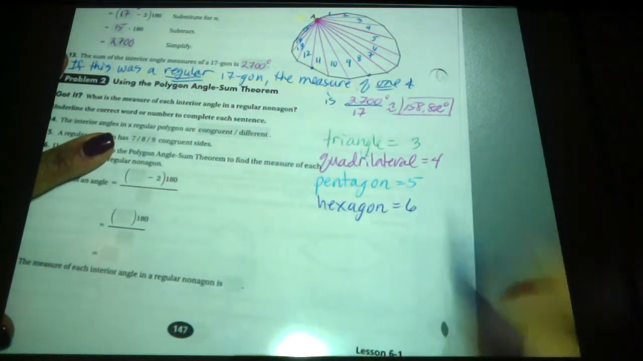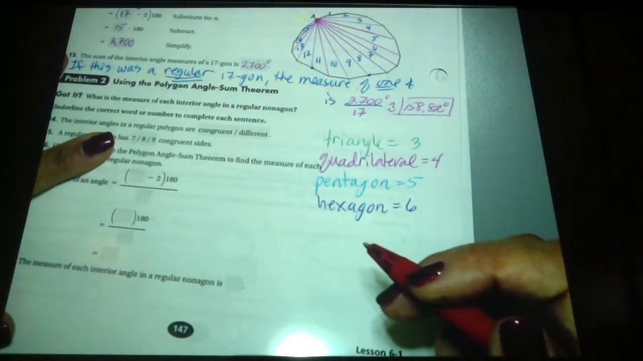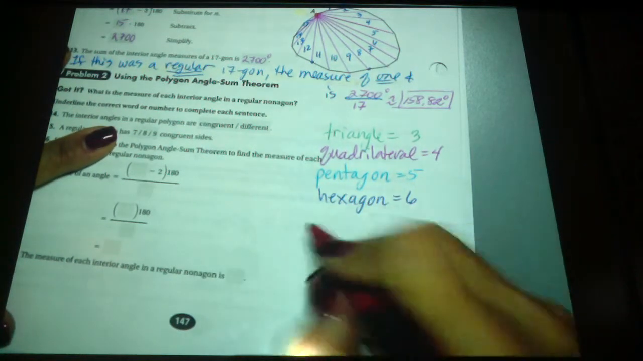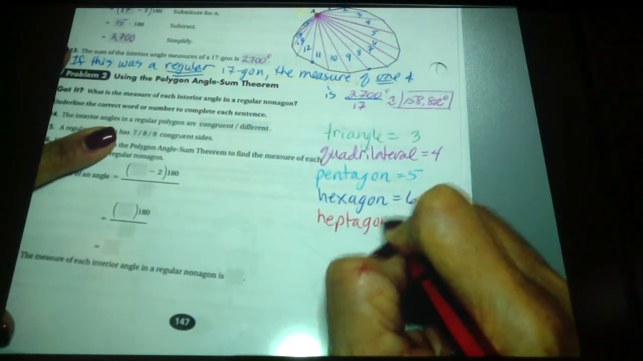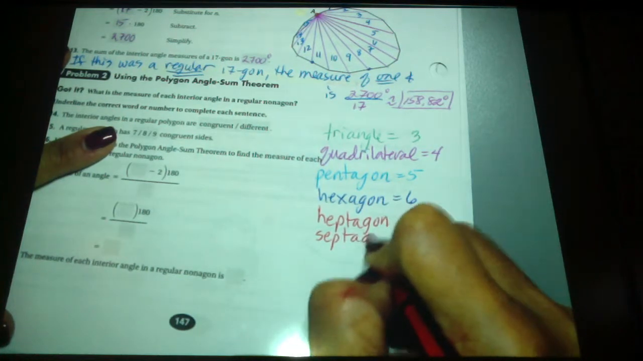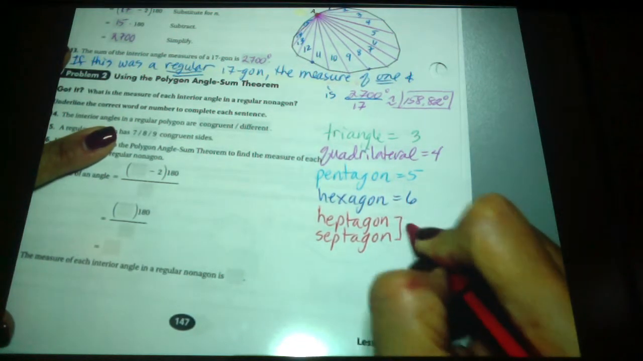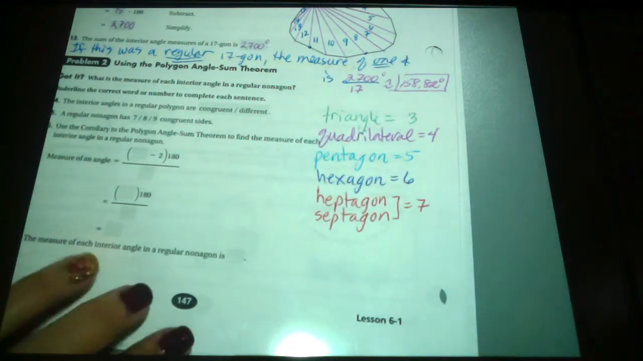And if you don't know these, you need to put them on flashcards and learn them. What is 7 sides? There are 2 different words for 7 sides. You can either use heptagon or septagon. Both of those mean 7 sides. So know both of them. I don't know which one you might come across.